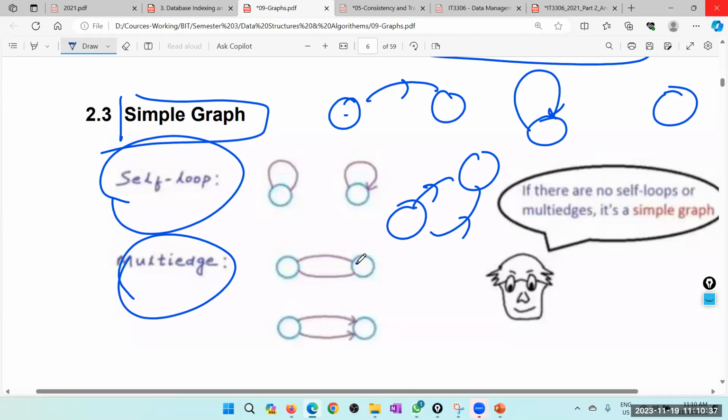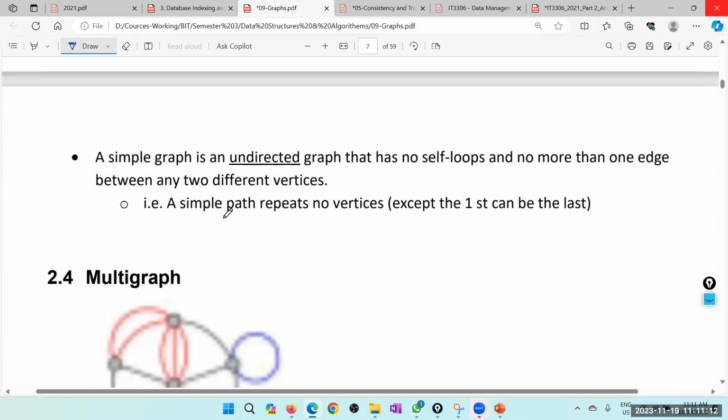Maybe this is one way of going from X to Y, and this is another way of going from X to Y. Maybe this is Colombo and Galle. Maybe you go by the highway, by the normal route, or by train. Maybe different cost, different time, something like that. So that is a multi-edge, maybe having different reasons, different contexts. But if there are no multi-edges and no self loops, we say it's a simple graph.